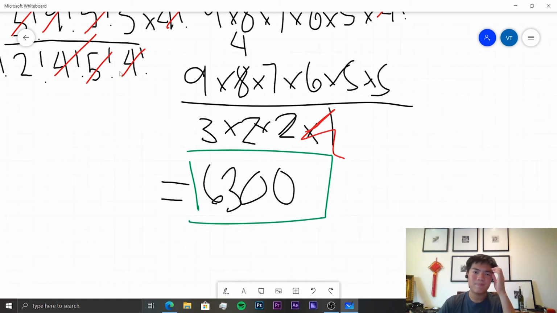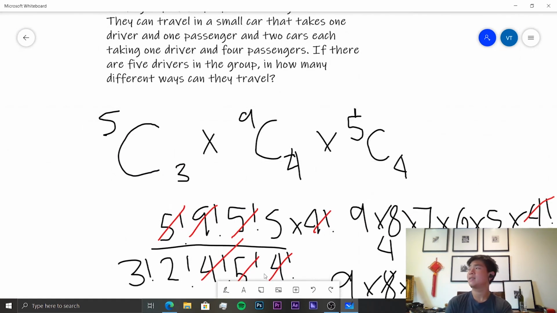I mean, have I made a mistake? Why would it be 5 choose 3 for the drivers when they're all driving different cars and you need to account for that? I'm not too sure. I guess it's because the driver is technically a passenger. So that would be the reason why.